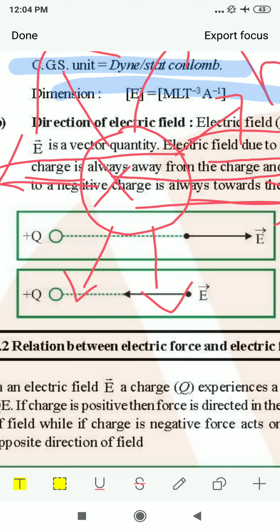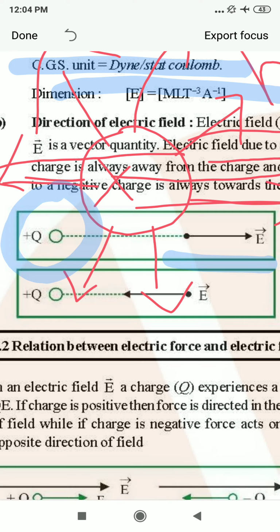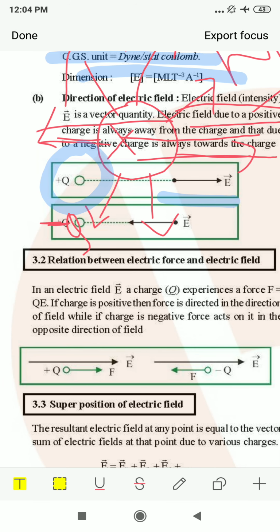Here we placed a positive charge, we can see, and the direction of electric field is away from the positive charge. Here the electric field is directed towards this negative charge. The next comes the relation between electric force and electric field. Electric force and electric field.